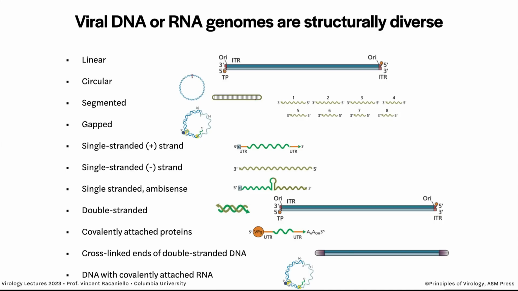It could be single-stranded of plus or minus. They can even be ambisense, which means they contain both plus and minus. Double-stranded, they can have proteins attached. They can have the ends of the nucleic acid covalently linked. So lots of structural diversity in those 7 classes.